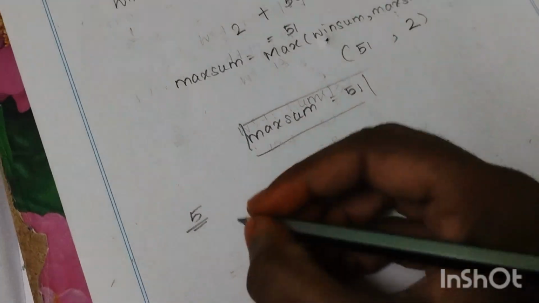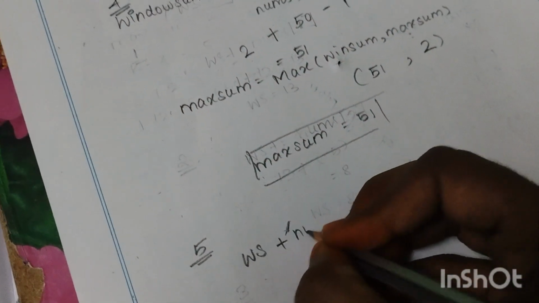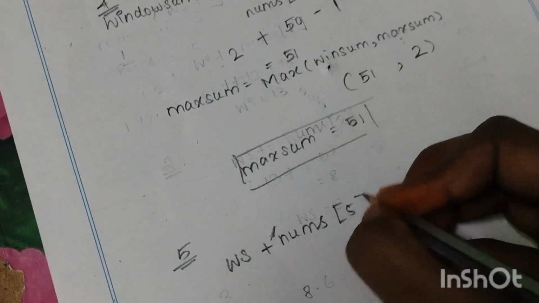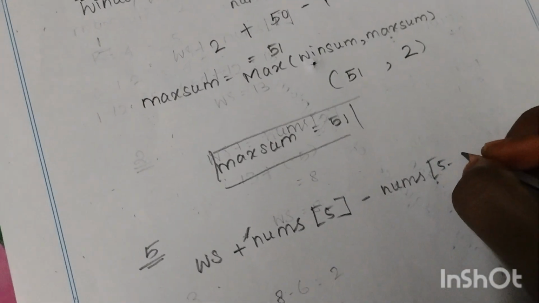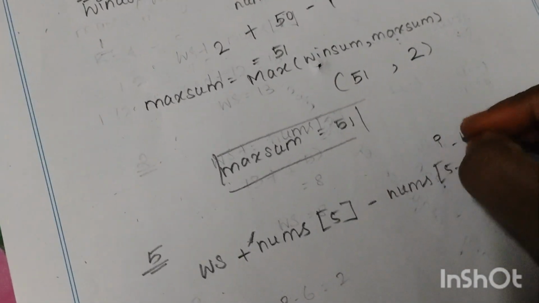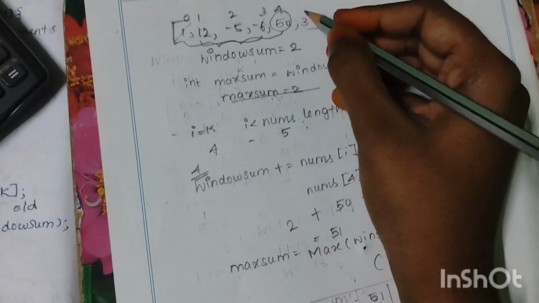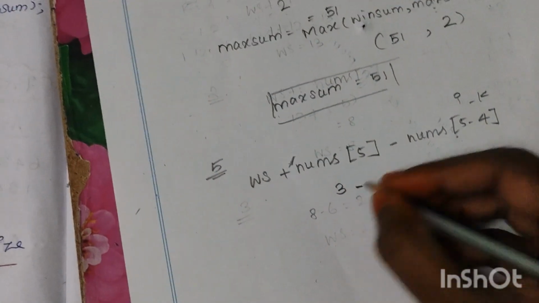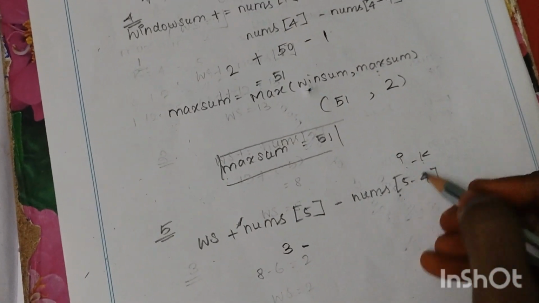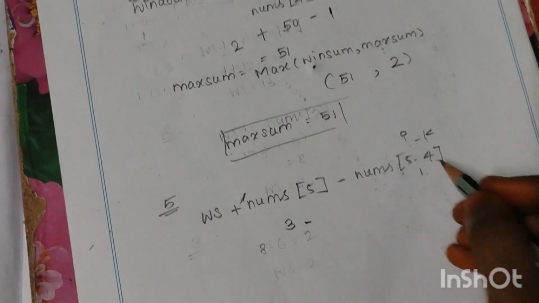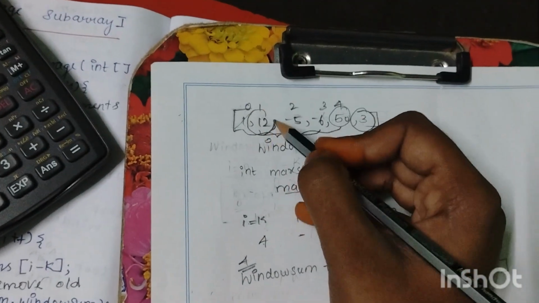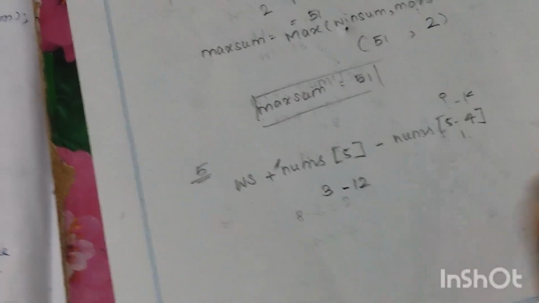So when i is equal to 5, window sum plus equal to nums of 5, then minus nums of 5 minus 4, i minus k, right? So nums of 5 is what? 3. So we are adding 3. So adding 3 and minus nums of i minus k, that is 5 minus 4 is equal to 1. So we are removing nums of 1. Nums of 1 is what? 12. So we are removing it.